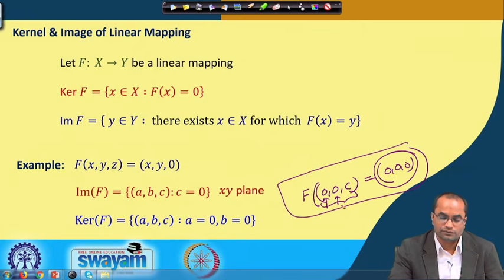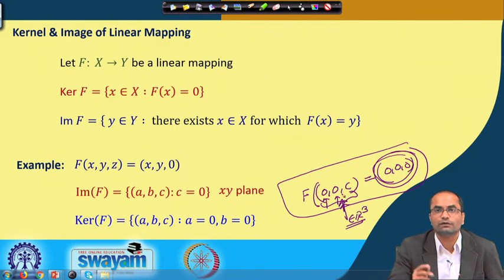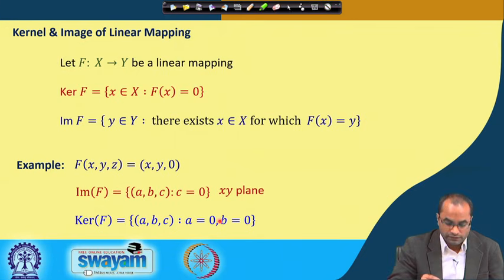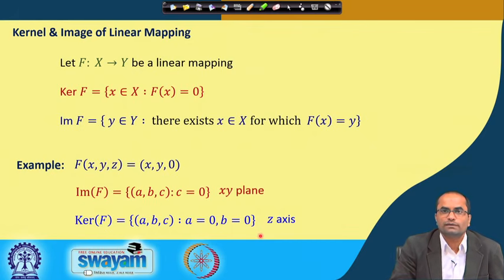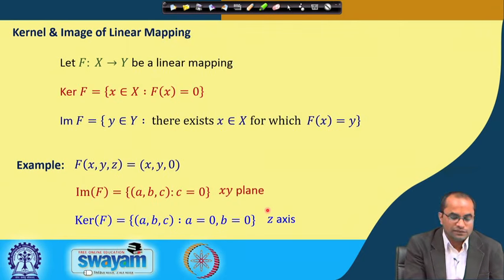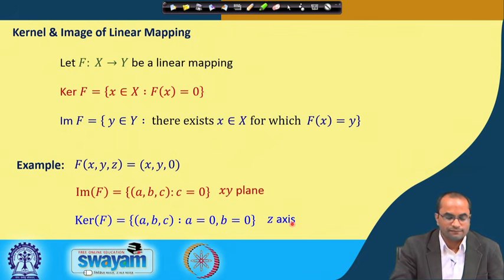So we are looking for those points in R 3 whose image is the 0 element in y. These form the kernel of this mapping, and this is exactly the z axis, because on the z axis x is 0 and y is 0. The whole z axis is mapped to the 0 element in R 3. That is natural, because the projection of the z axis is nothing but the origin. So the image is the x y plane, and the kernel of f is the z axis, because the whole z axis maps to the origin, while the image means all the points in the x y plane.